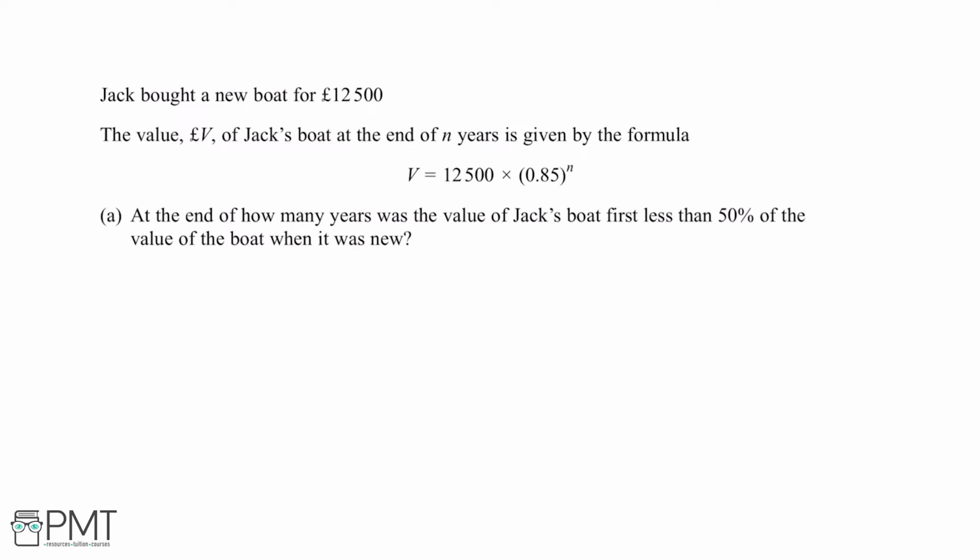So if we want to work out after how many years the value of Jack's boat was first less than 50%, then we'll need to work out what 50% of the original price was. So we can do this by dividing 12,500 by 2. And this gives us an answer of £6,250. So what we want to work out is for what value of n this equation will be less than 6,250. So to do this we can use trial and error, and we can start substituting in values for n.